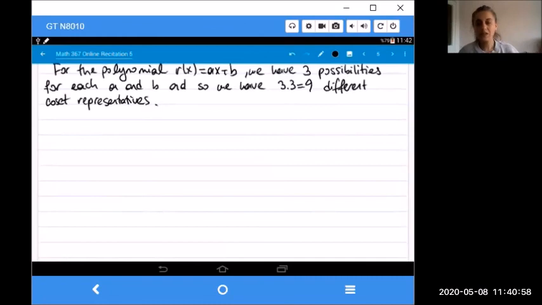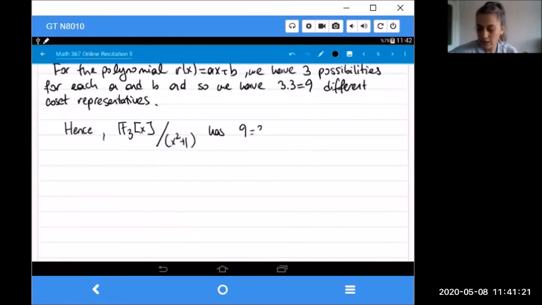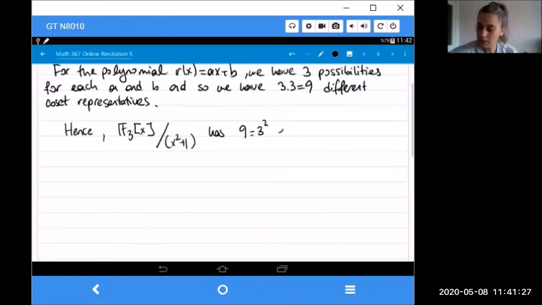Okay, this means that since we have 9 different coset representatives, we have 9 elements in our field, obtained by taking the quotient of a PID by a maximal ideal. Hence, F3 of x over the ideal generated by this one has 9, which is 3 times 3, 3 to the power 2 elements. Or let me write it as the field of 3 to the power 2 elements.